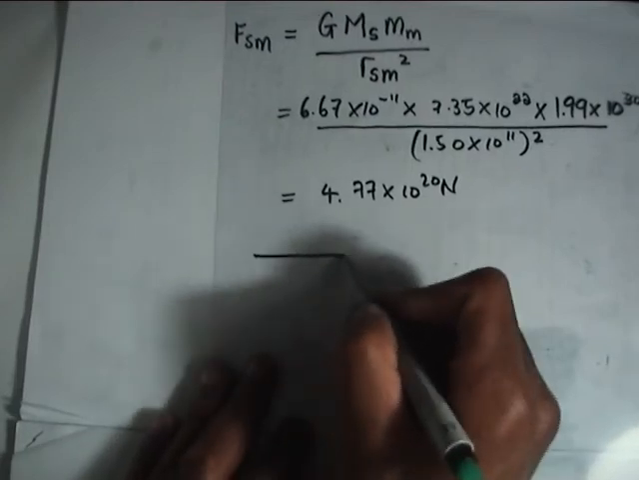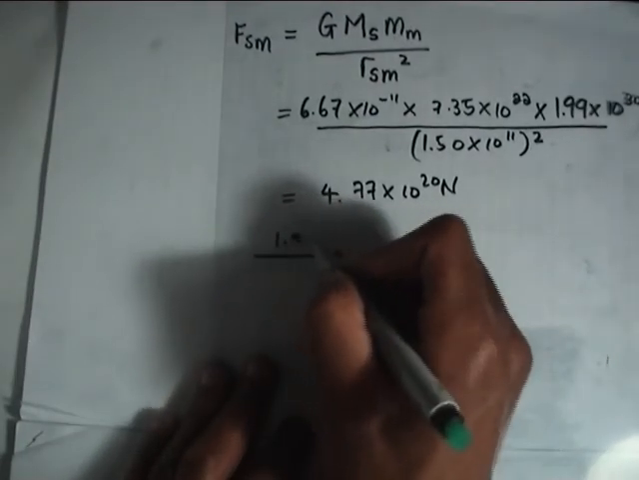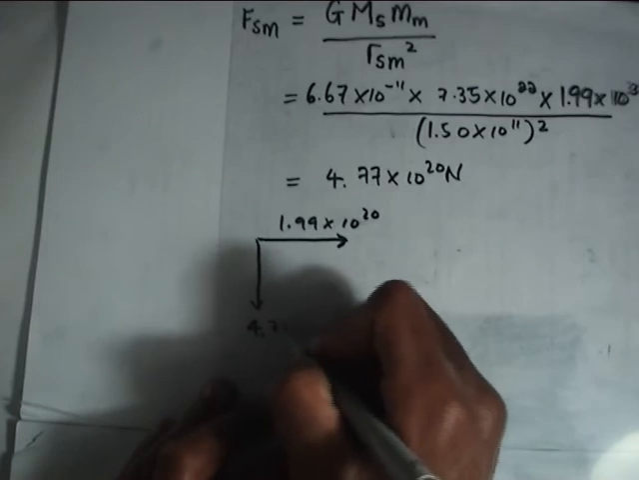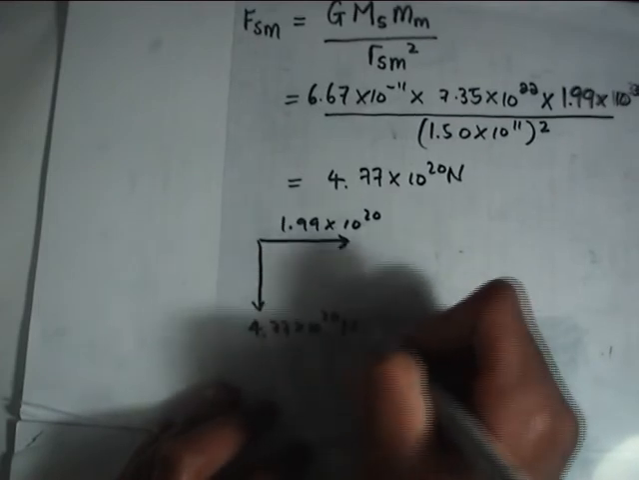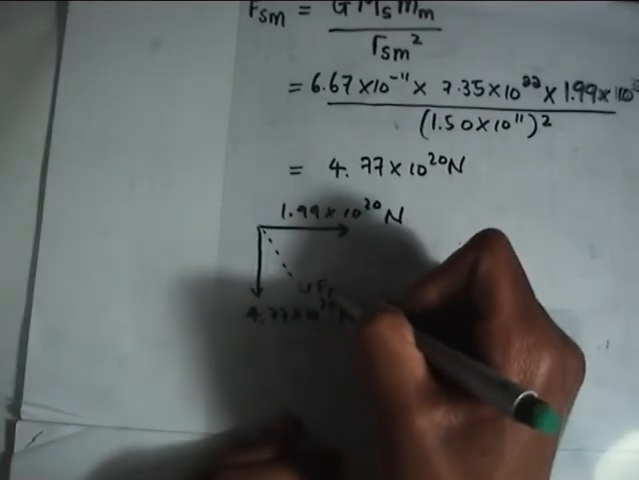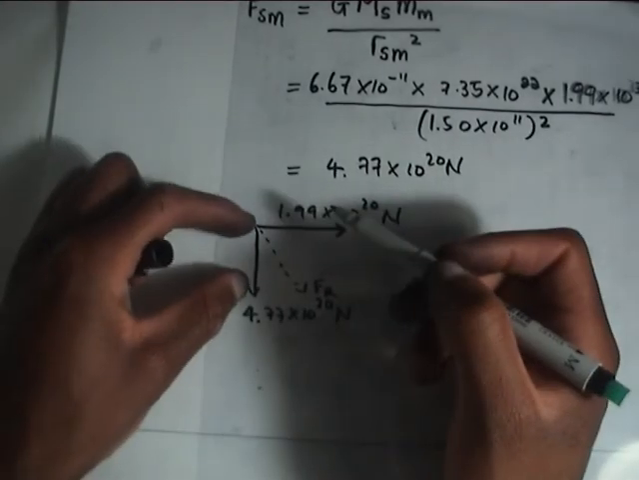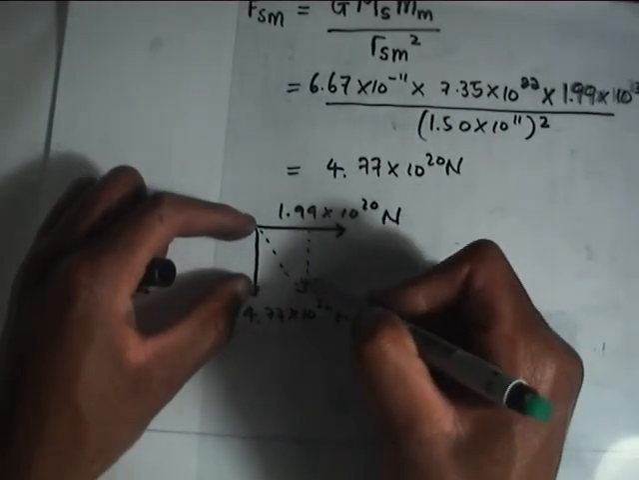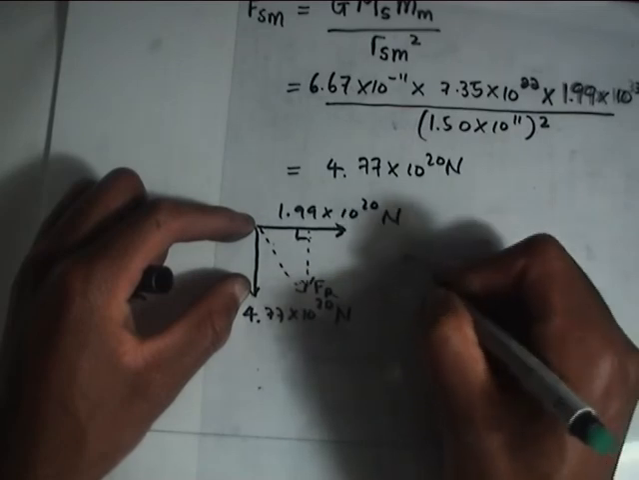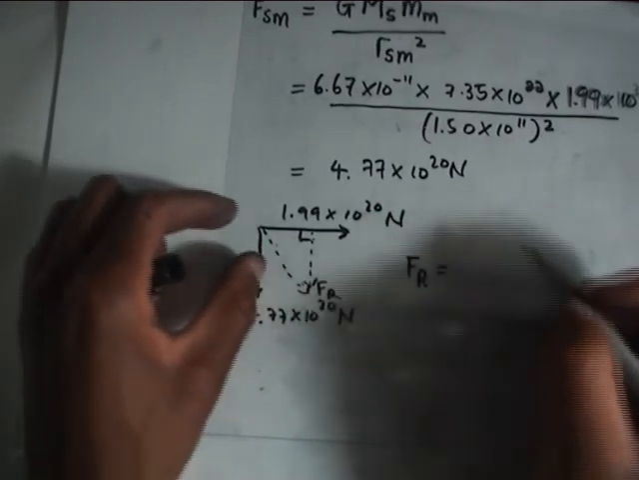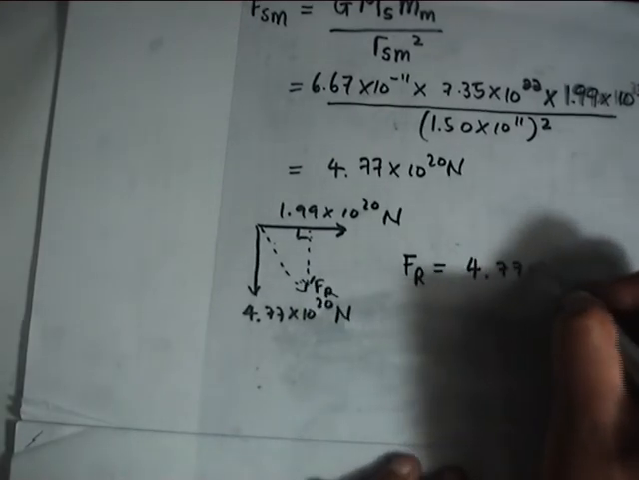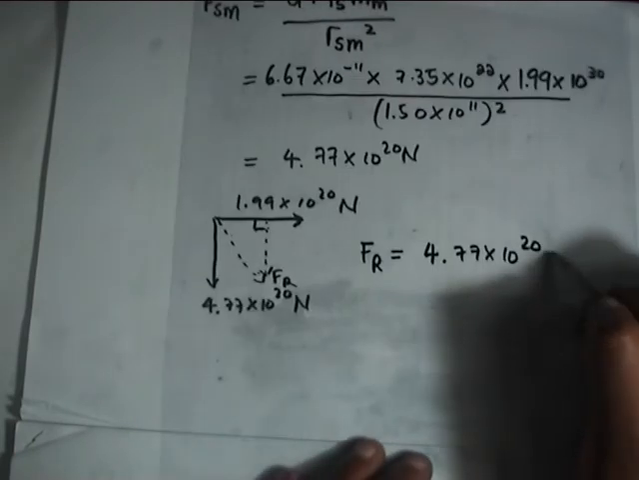So using a diagram, we have our force here, which is 1.99 times 10 to the power of 20 newtons due to the earth, and our force here, which is 4.77 times 10 to the power of 20 newtons due to the sun. Now it's just a matter of getting the resultant force, and we can use Pythagoras, because we can transpose this part and put it here. Now we have a right angle triangle. This one becomes the hypotenuse, and we can calculate that using Pythagoras. So FR will give you a force of 4.77 times 10 to the power of 20 when you apply Pythagoras theorem.